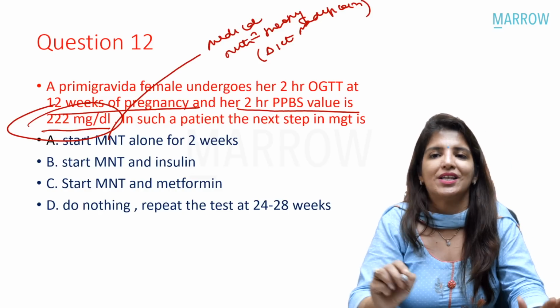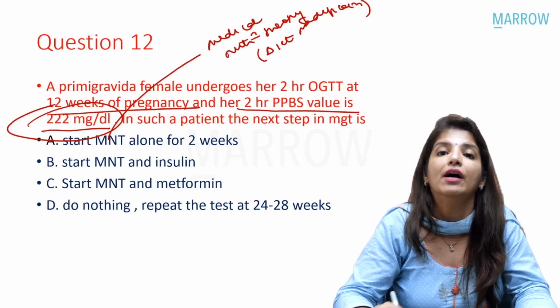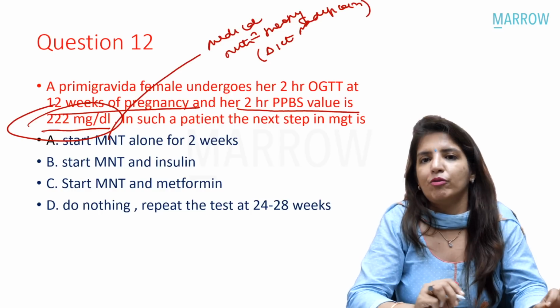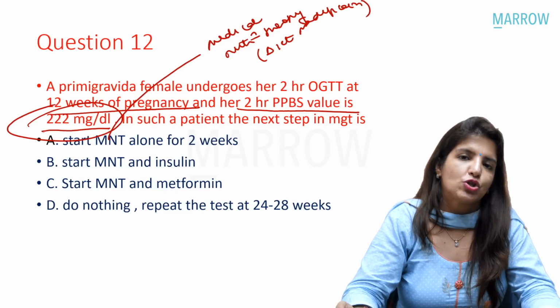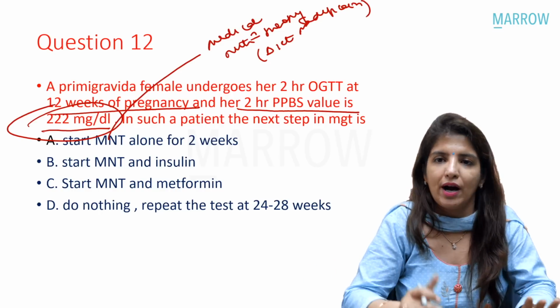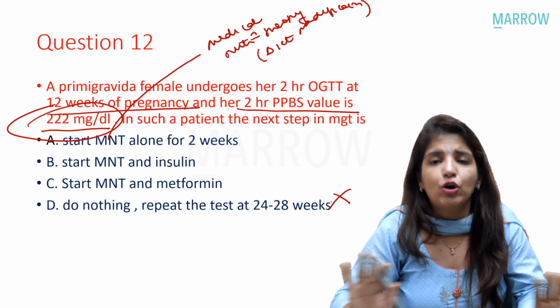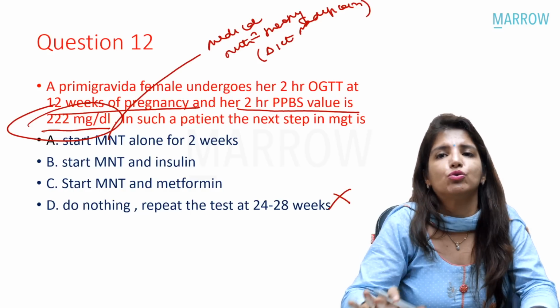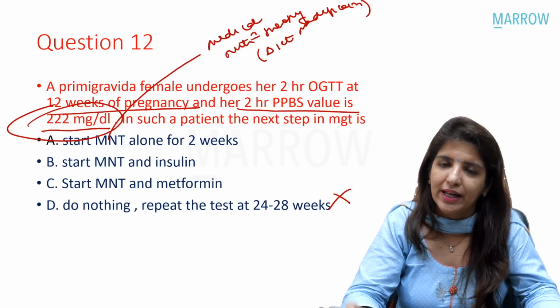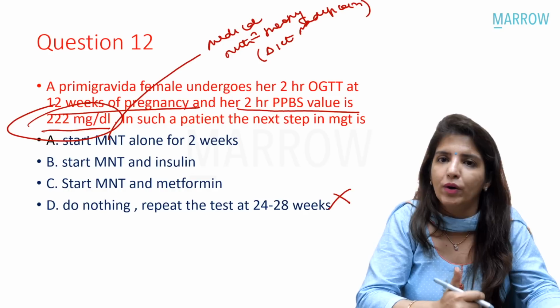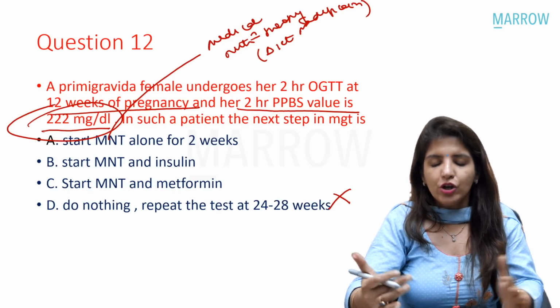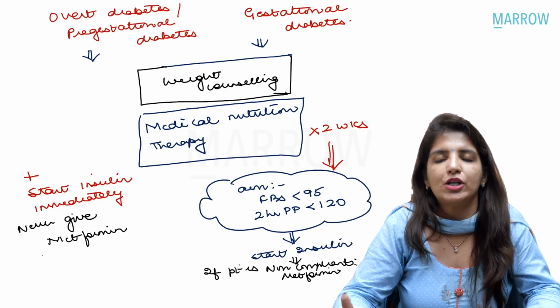Please remember that this test which you are doing is a screening as well as a confirmatory test. There is no other test which you have to do once your values are raised. So option D is totally gone. I'm not going to repeat the test. I am going to take it that this is an abnormal test and this patient is suffering from overt diabetes. Now, whenever you have a patient of overt diabetes, what is the treatment?